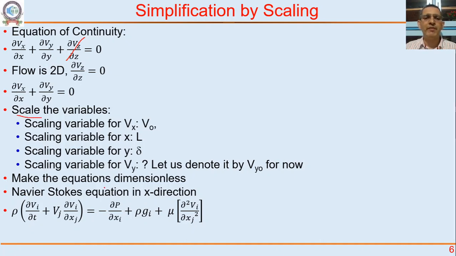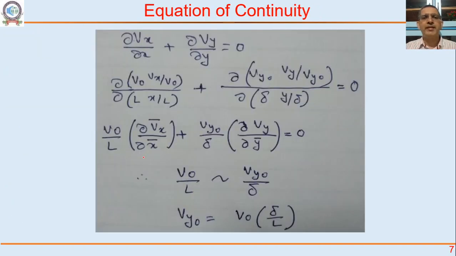Okay. What variable should we take for Vy? Well, right now let's just put it as Vy naught for now. Let's see what that is. And make these equations dimensionless. So first of all, we'll make continuity dimensionless, then we will use Navier-Stokes equation and we'll make it dimensionless. Remember, we are talking about laminar flow just now. We'll talk about turbulent flow a little later. Laminar flow.